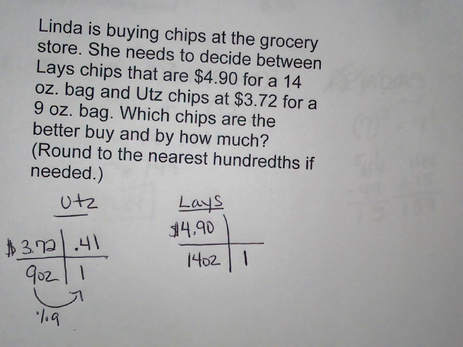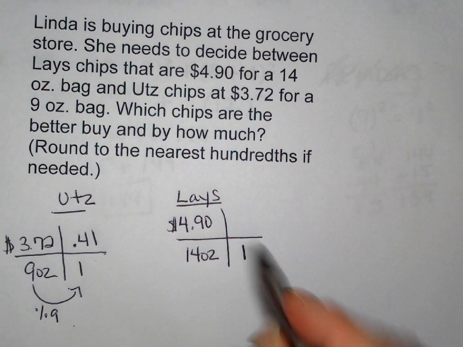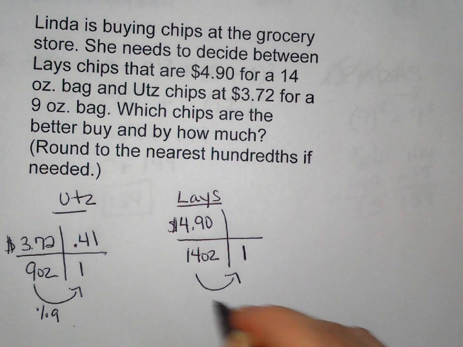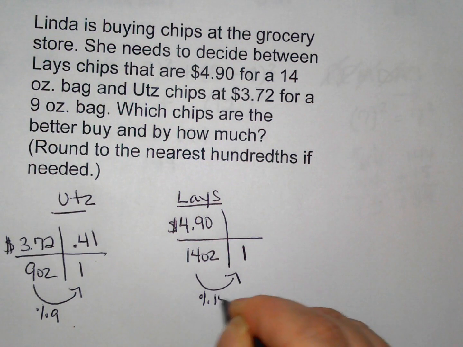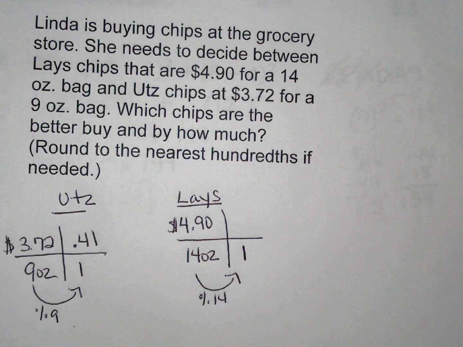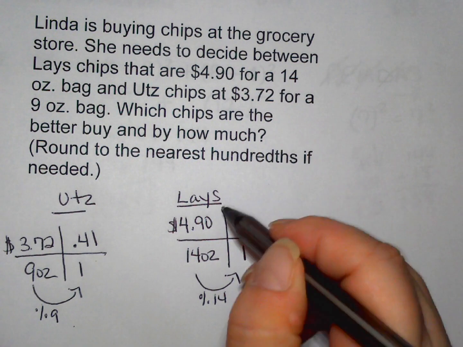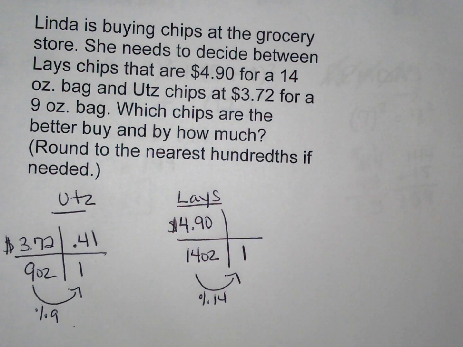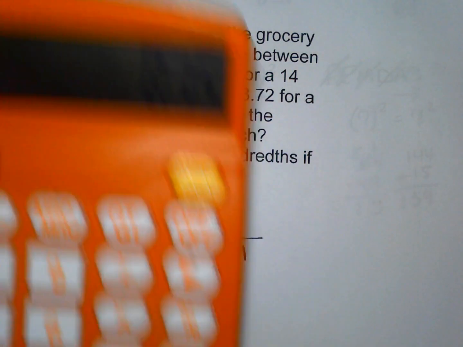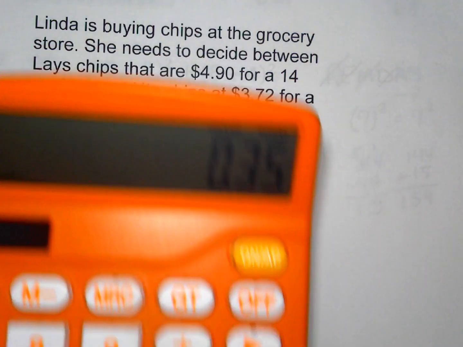Okay, now I've got my Lay's. And the same thing, how do I get from 14 to 1? I divide by 14. And if I do it on the bottom, I do it on the top. So 4.90 divided by 14 equals, this time it comes out to a round number, 0.35.